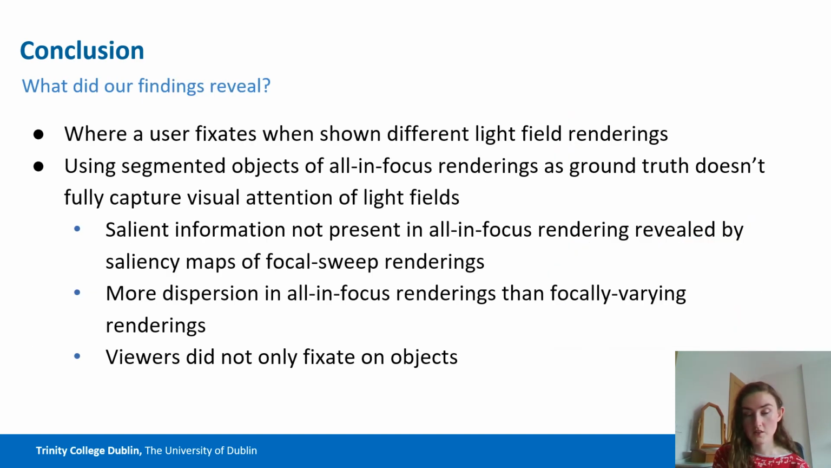So what did our findings reveal? Well, the saliency maps that we generated give an insight into where a user fixates when shown different light field renderings. We also revealed with our findings that using segmented objects of all-in-focus renderings as ground truth doesn't fully capture visual attention of light fields. Salient information not present in all-in-focus renderings was revealed by saliency maps of focal sweep renderings. More dispersion was found in all-in-focus renderings than focally varying renderings, and we also observed that viewers did not only fixate on objects, but on other non-object regions.